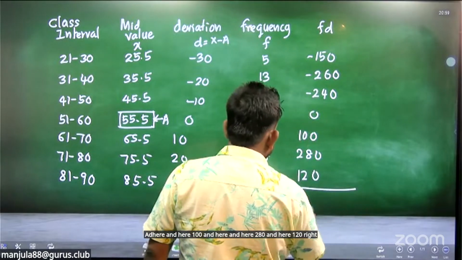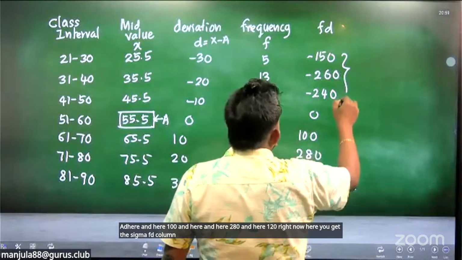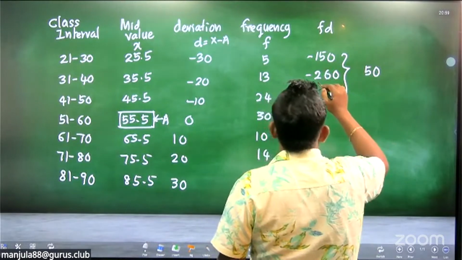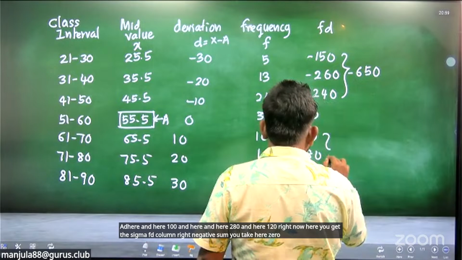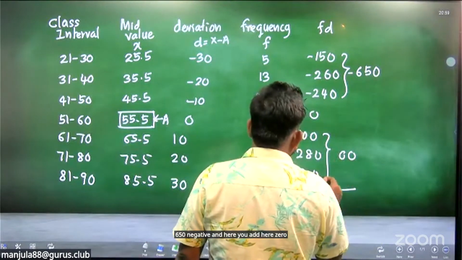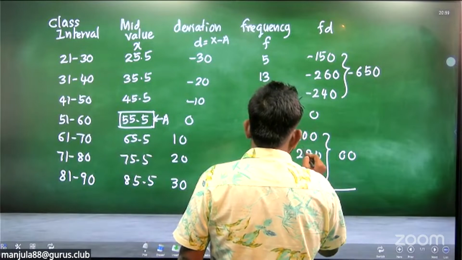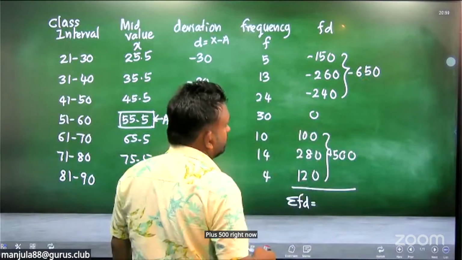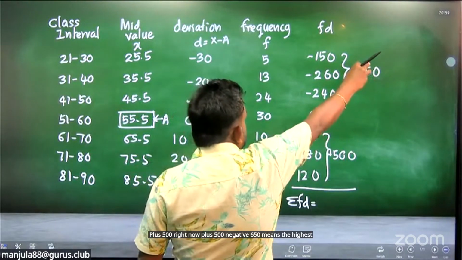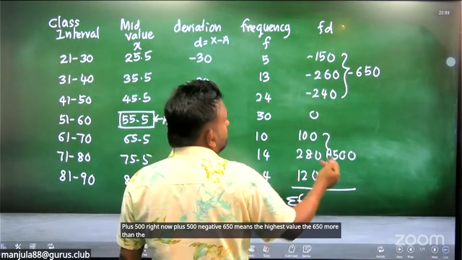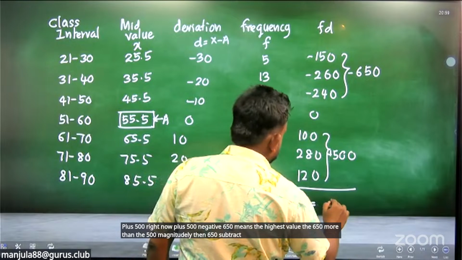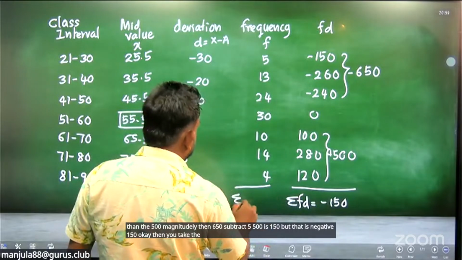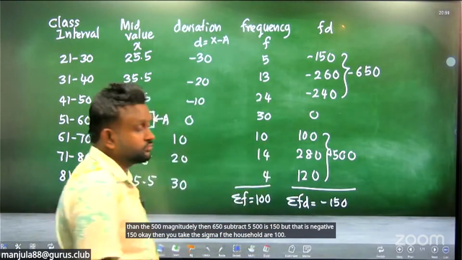Now here you get the sigma fd column. Right. The negative sum you take here, 650 negative, and here you add 0 plus 500. Now plus 500 and negative 650: the 650 is more than the 500 in magnitude. Then 650 subtract 500 is 150, but that is negative 150. Then you take sigma f, the 100 households there.